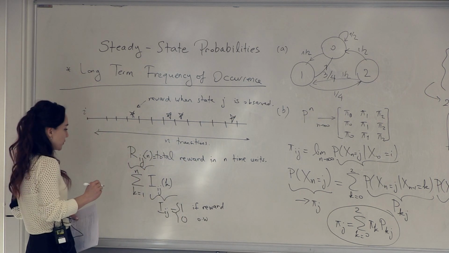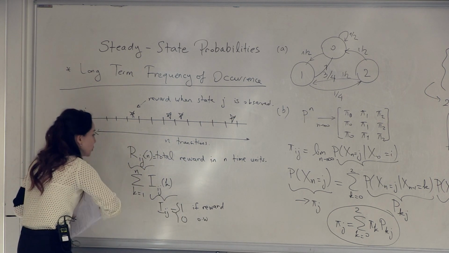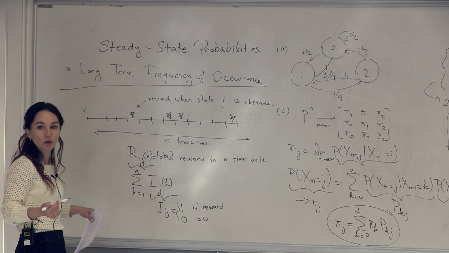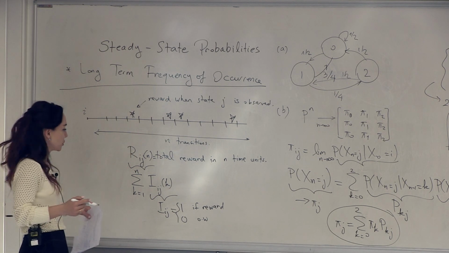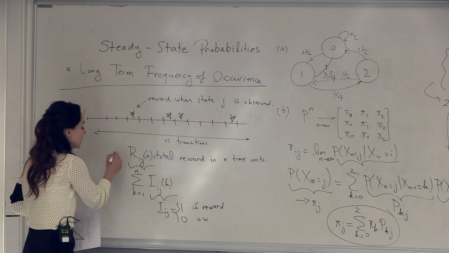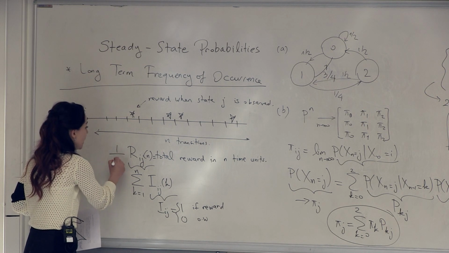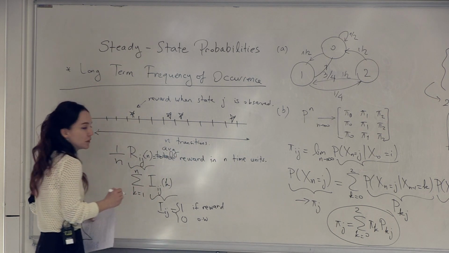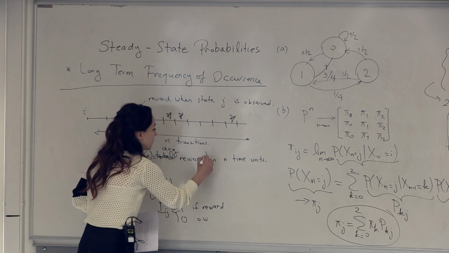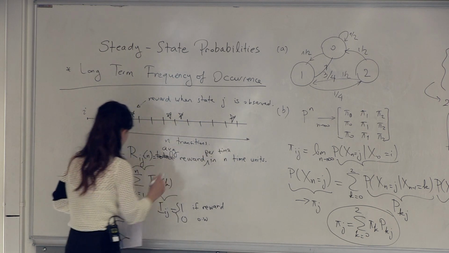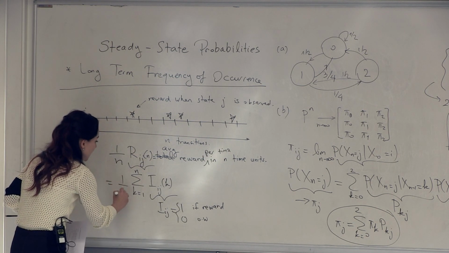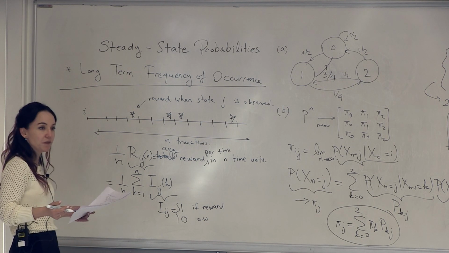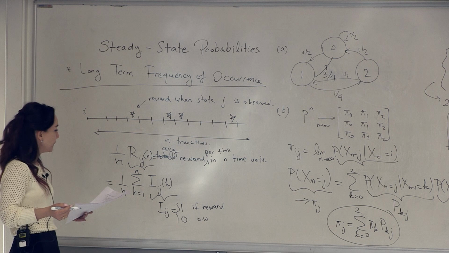Okay, indicator functions. Now, what is the total reward per time? In other words, the average reward over n transitions. Well, I will have to divide this by n. That gives the average reward per time. It is a random variable, right?